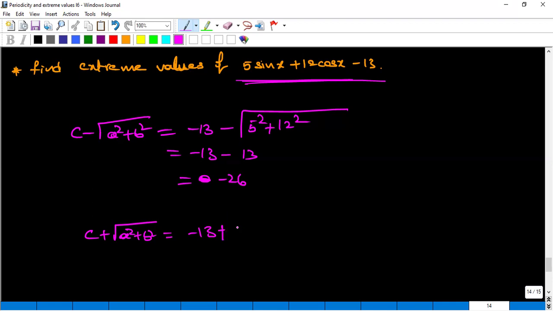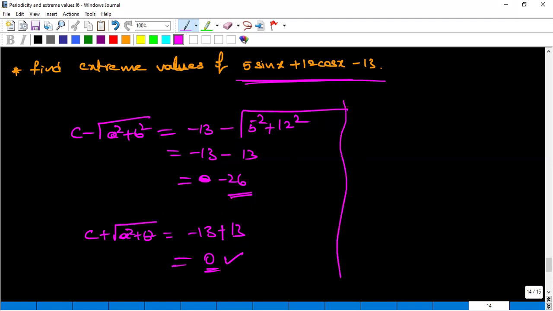Yeah, this is plus 13, which is nothing but 0. So the maximum value is 0 and the minimum value is minus 26. Sorry, the minimum value is minus 26 and the maximum value is 0.